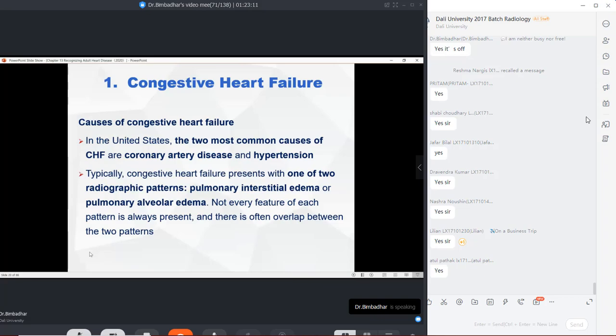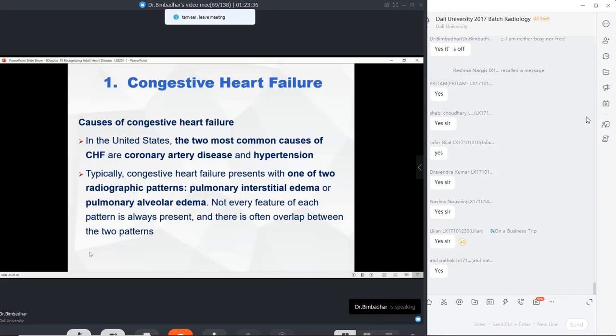Now we see here, do not misunderstand these clinical conditions. In medicine, we call these three conditions different entities. We learn coronary artery disease as one separate disease. We will learn congestive heart failure as one separate disease. We will learn hypertension as a separate disease. But no, all of them are radiographic findings for some particular condition.